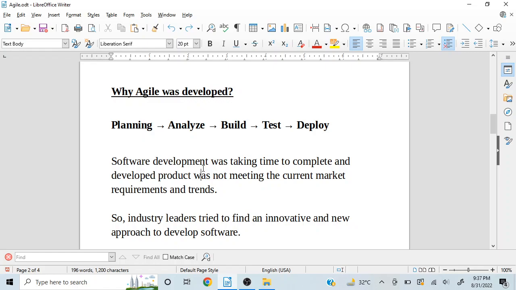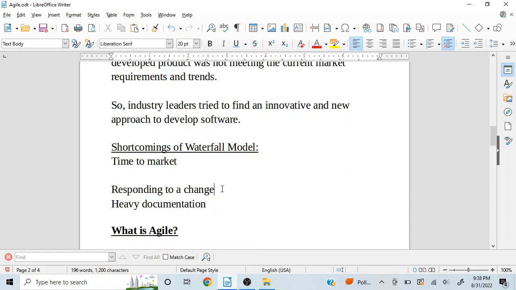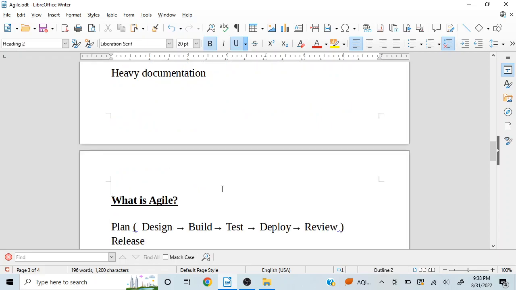So the industry leaders thought to develop a new innovative approach to develop software. That's where this concept came into the picture: let's make a different software development model which is going to be more efficient. Now I have listed a few shortcomings of the waterfall model. First is time to market, then responding to change, and we used to rely on heavy documentation. There were other models, but those were also similar to the waterfall model. Nowadays Agile is very popular, but it was formally launched way back in 2001. But let's discuss that in a few minutes.